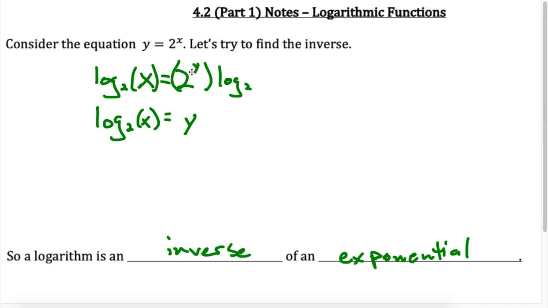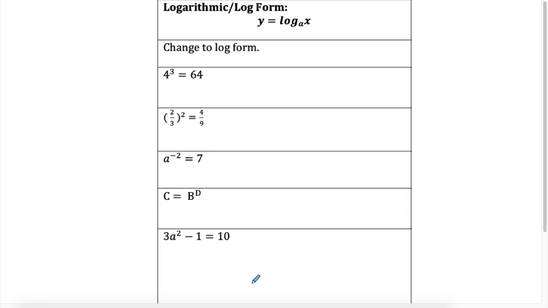I know that that doesn't make a whole lot of sense right now, but we're going to take a look at what that means. Just understand right now that a logarithm is an inverse of an exponential. Logs and exponentials undo each other. So what we're really going to focus on today is going back and forth between log form and exponential form. In this first section, we are given some exponentials and we want to turn them into logs.